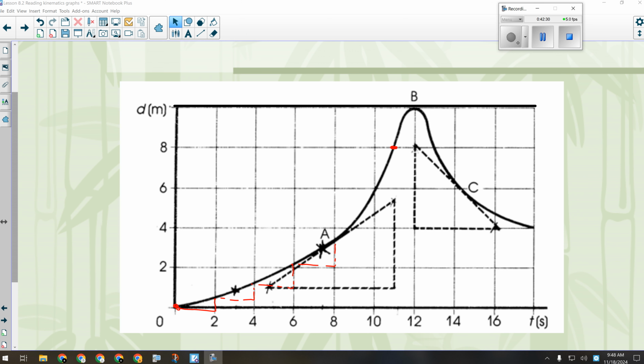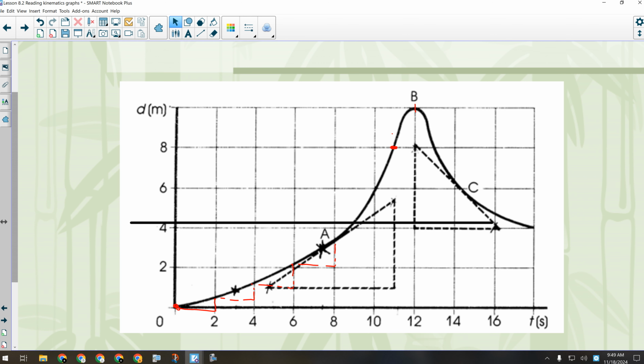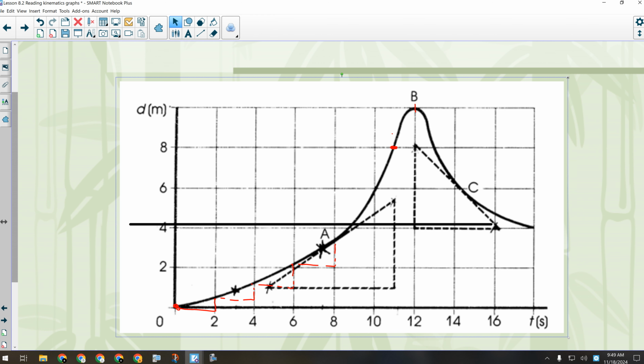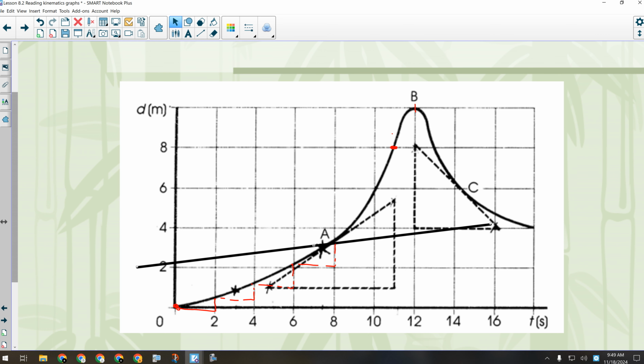Now, what's going on here, let's say between here and here? It slows down and it comes to a stop. How do you know it comes to a stop? Because it peaks. Here's the other thing. We're never going to ask you to do this simply because it's really hard to grade, because everyone's going to get a slightly different number.